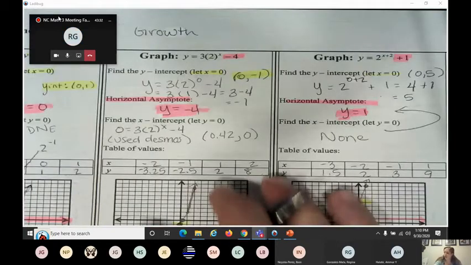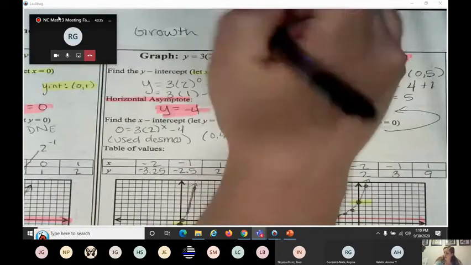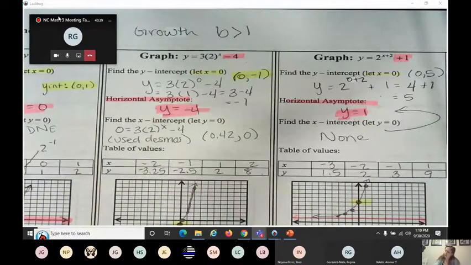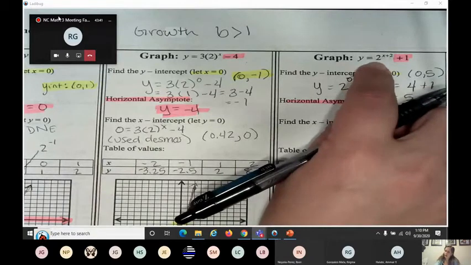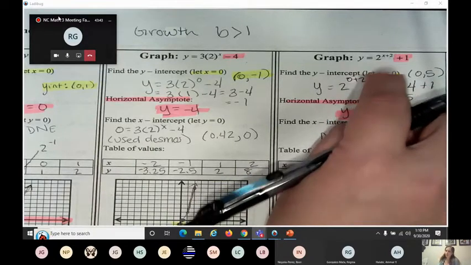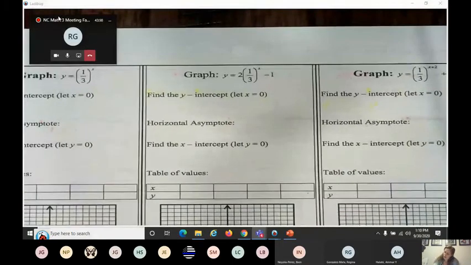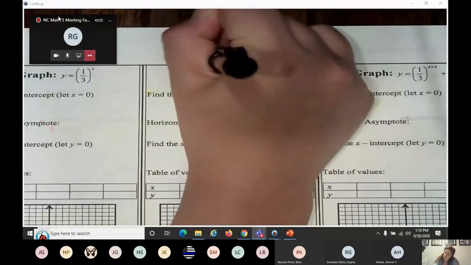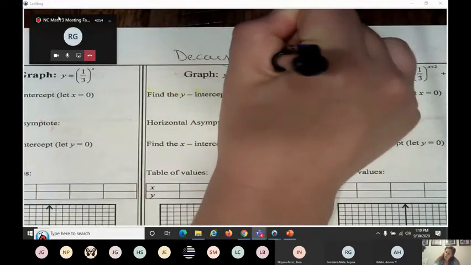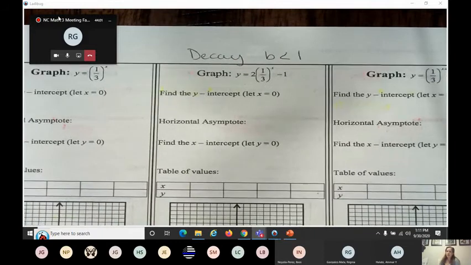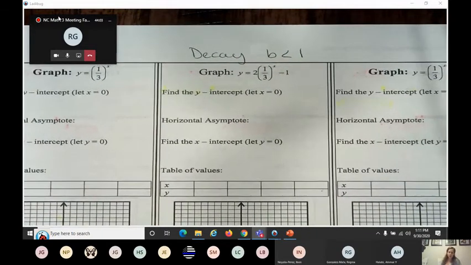Remember that growth is when our b value is greater than 1. We can see that our b value, the base for our exponent in all these, is a bigger number than 1. I'm going to flip this over to decay. So we're on the back. This is decay, and our b values are less than 1 for decay. In all these, our b value is 1/3. 1/3 is a number smaller than 1, so we do indeed have decay.